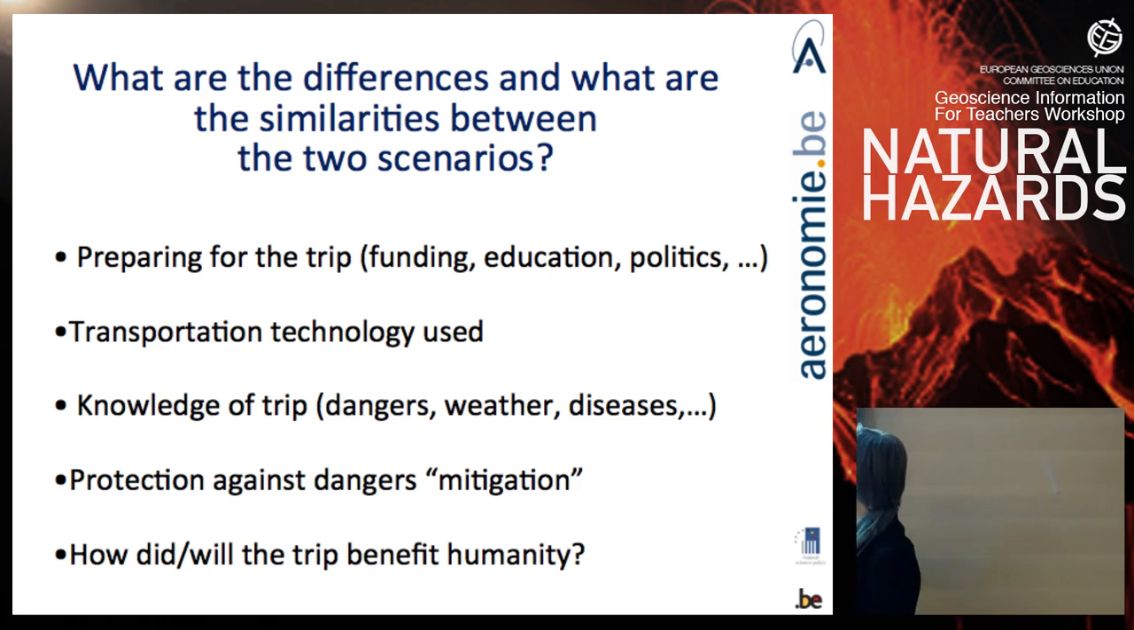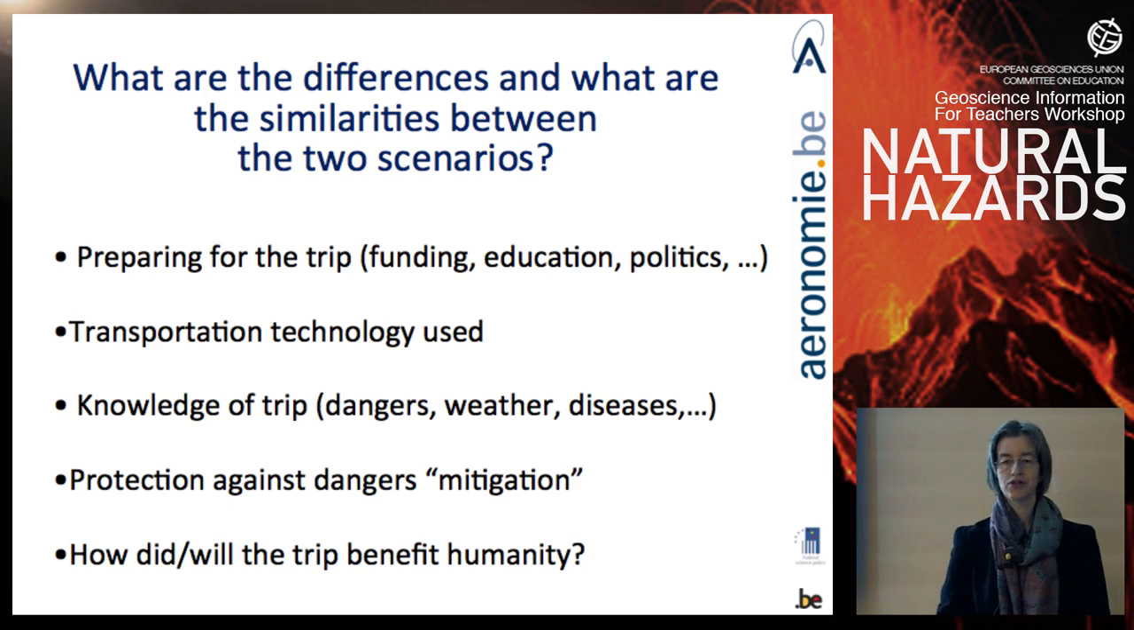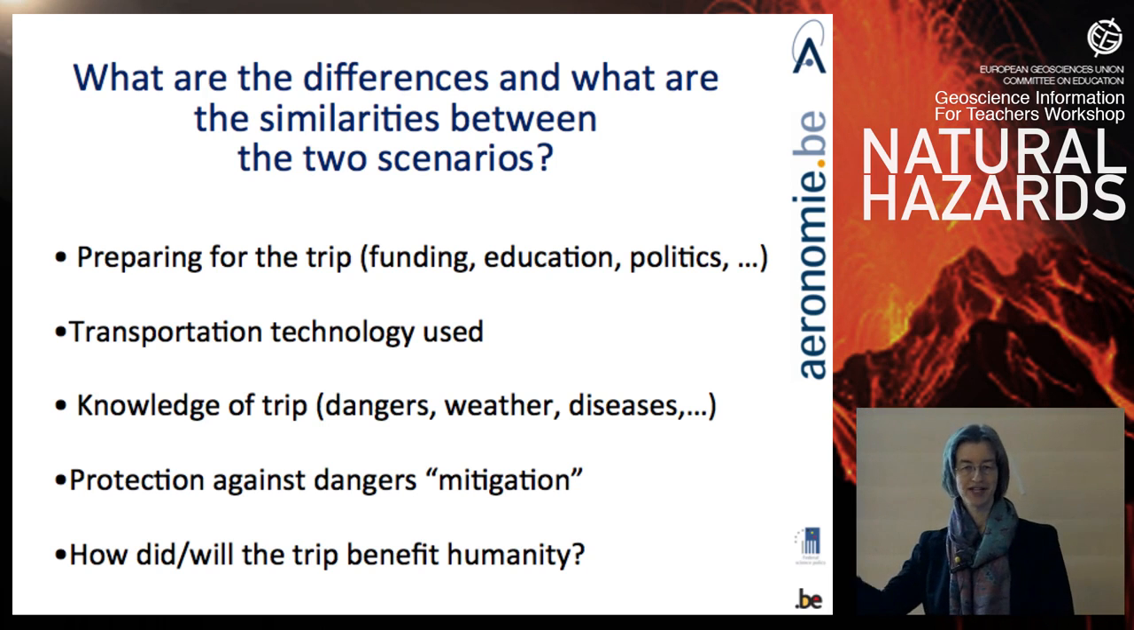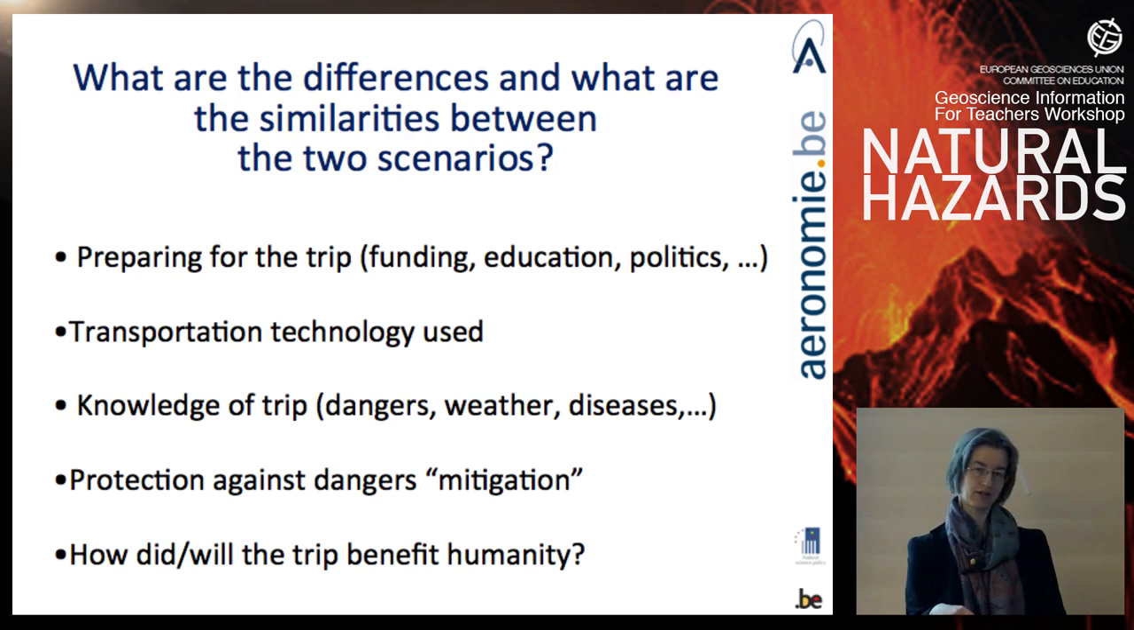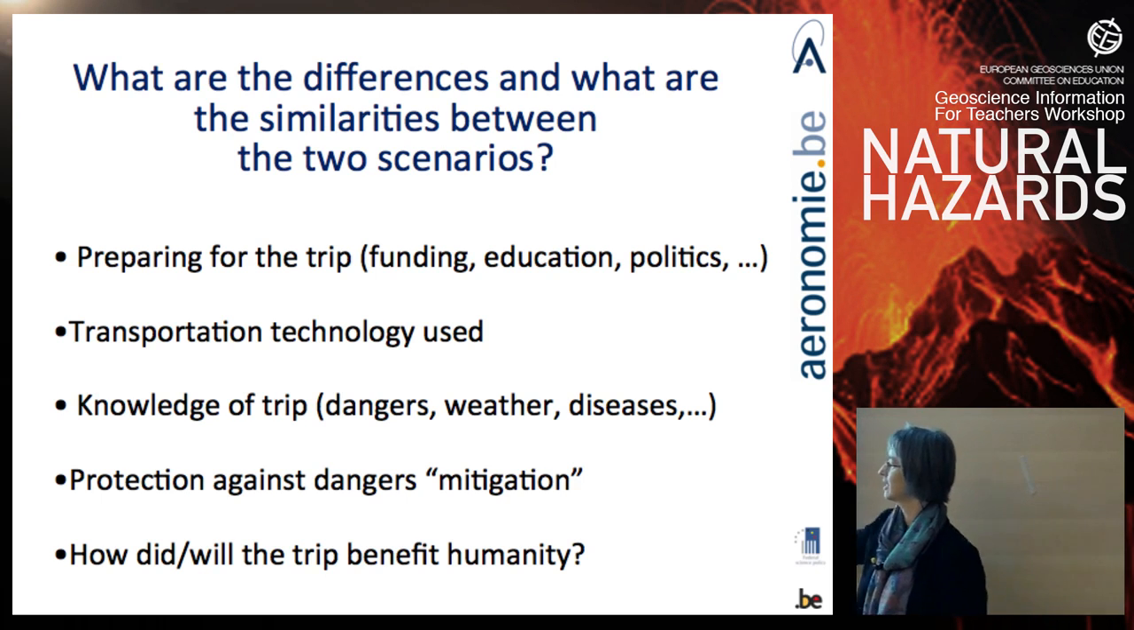The knowledge of the trip, what are the dangers? Of course, we know actually much more about the dangers that we will encounter if we go to Mars than those people did 500 years ago that crossed the oceans. They had no idea what they would encounter. We at least have observations. We know it's a harsh environment out there, but they didn't know that. So they had no idea how should we protect against dangers, which was the next item.